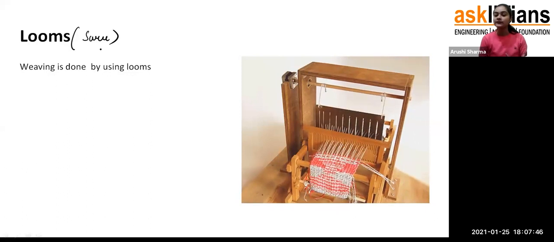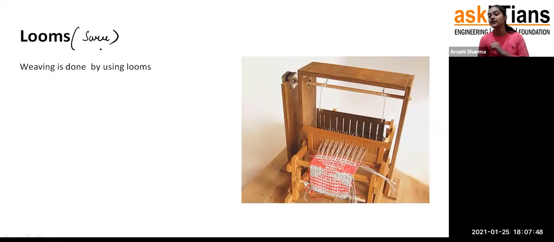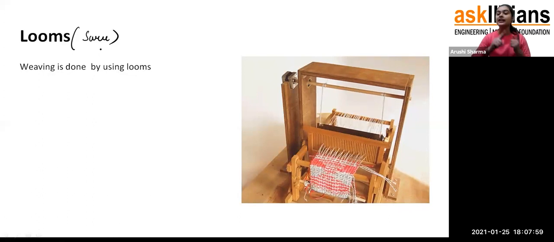After the cleaning of the cotton, we convert it into yarn, and that process is called spinning. And spinning is done by two things, one is the takli and another one is the charkha. After converting into yarn, students, what we are going to do is convert yarn into fabric. Now fabric is made by two methods.